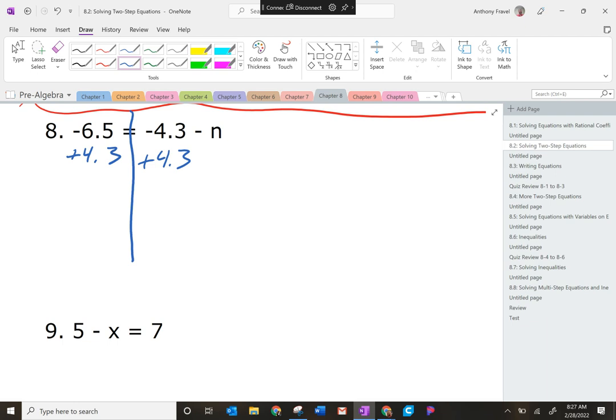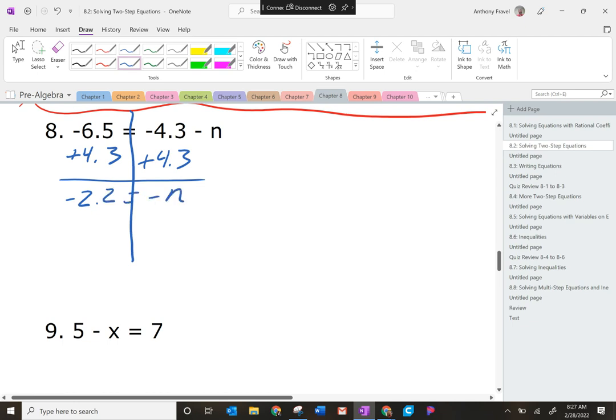Now when we look at that, it is a negative 6.5 plus 4.3. The bigger number there is going to be negative, so I know my answer is going to be a negative number. Negative 6.5 plus 4.3 will end up at negative 2.2 equals a negative n. Remember, this letter has to be positive. Right now it says negative n, so I'm going to divide both sides by a negative 1. This one is going to turn into a positive 2.2, and my negative n will turn into a positive n.